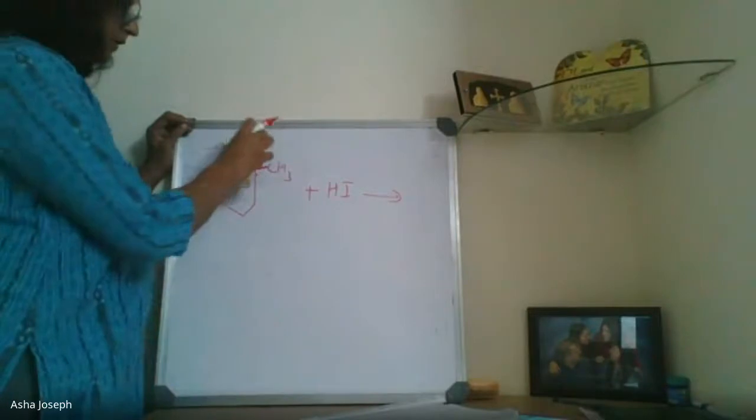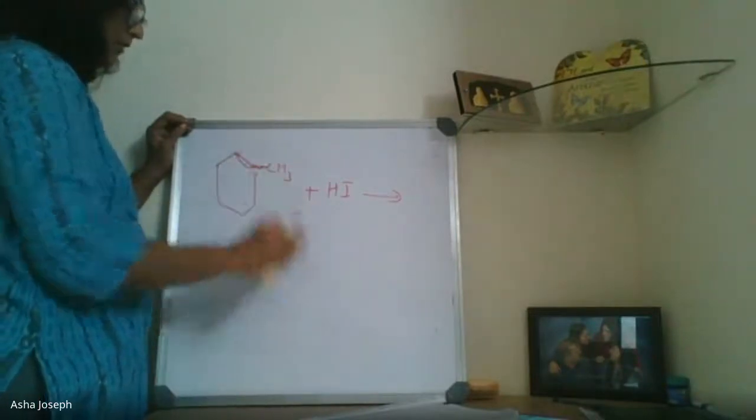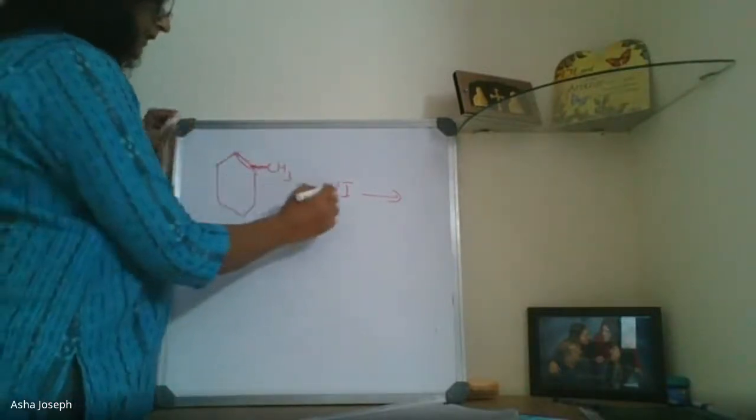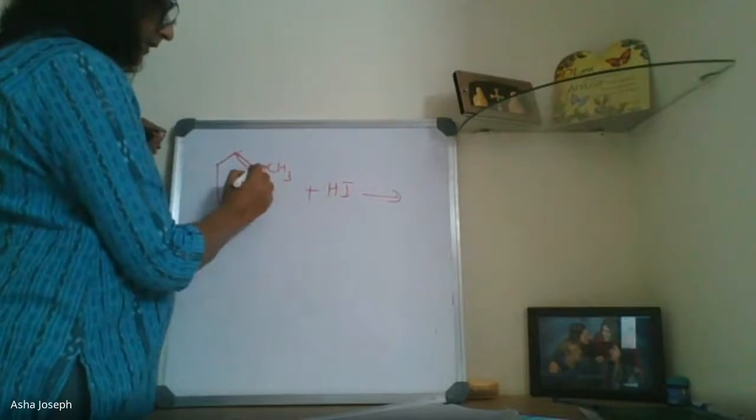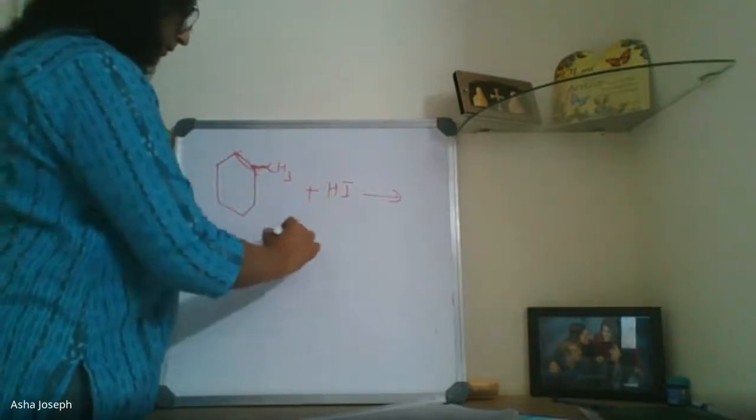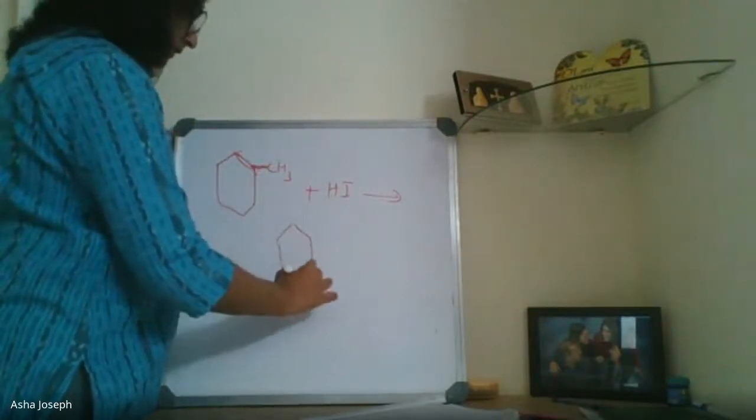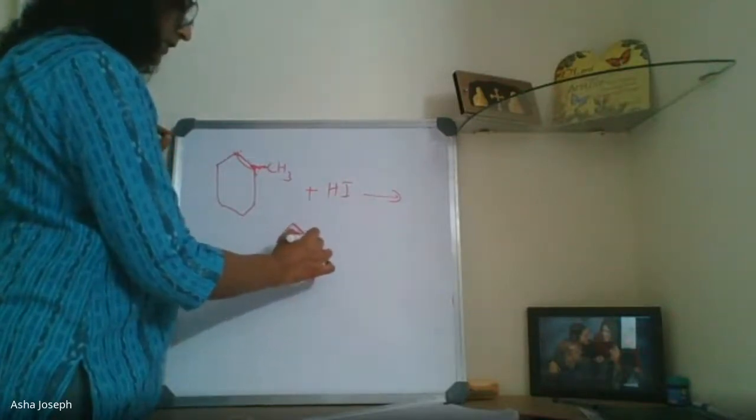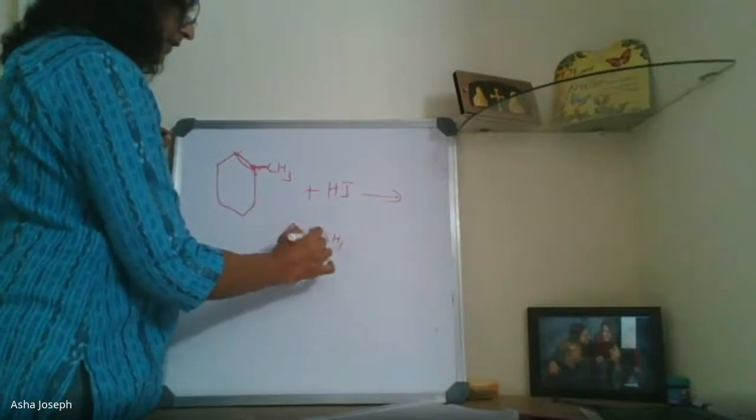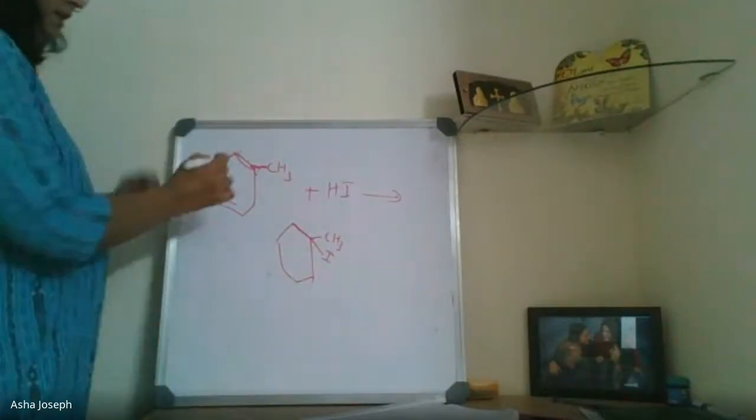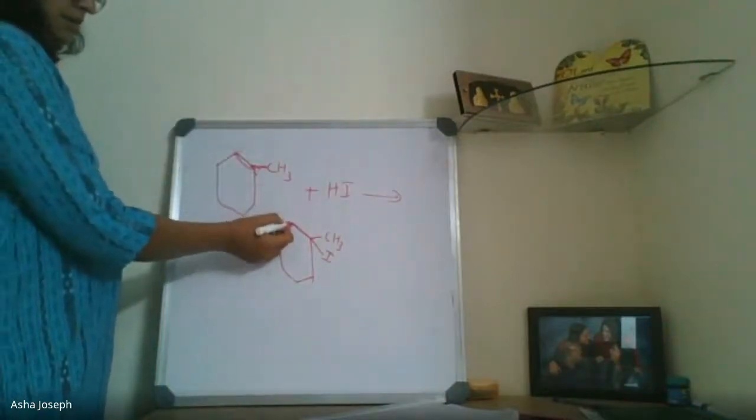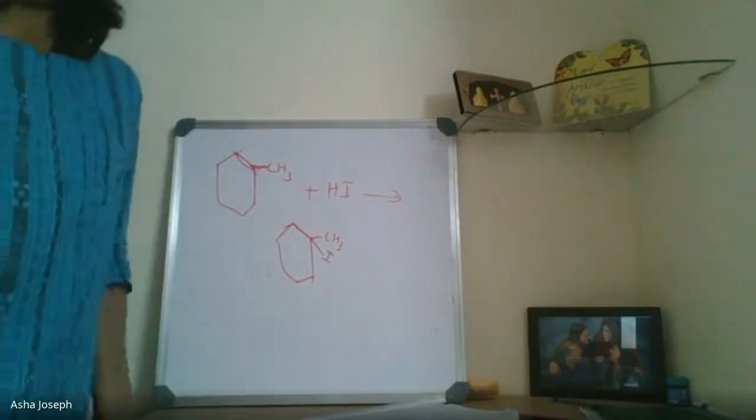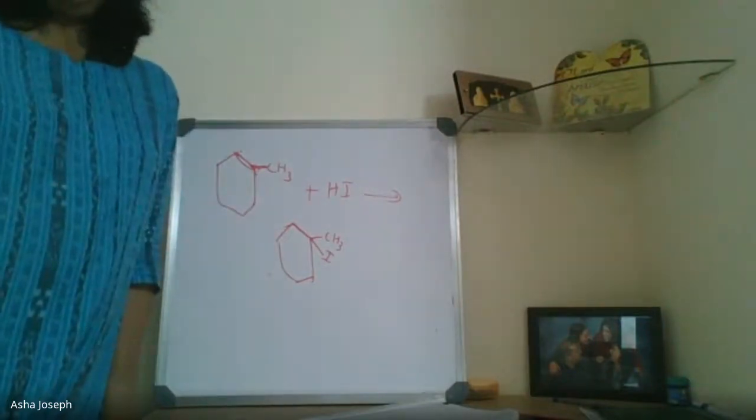You don't have to write all that, not even the carbon. You will write that iodine will come here. So the product is here: the double bond will go, it is an addition reaction. There is a CH3 here. Here iodine will come, and H will come here; it is understood. You don't have to write the H. Clear? Ma'am, please explain once again.